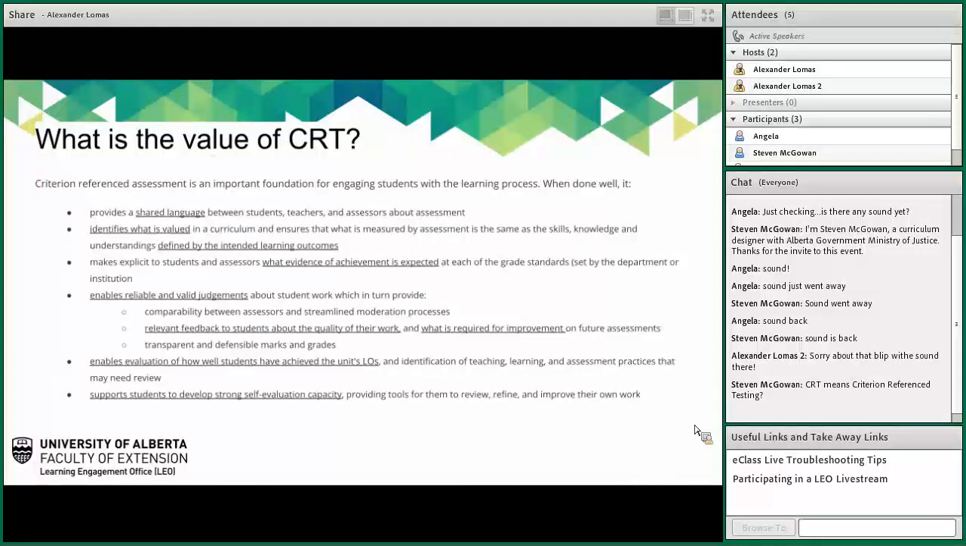How does it work? Sorry, can you just confirm what CRT stands for? Oh, Criterion Referenced Testing. Thank you. Sorry.